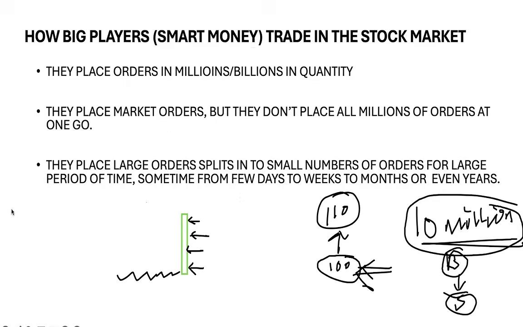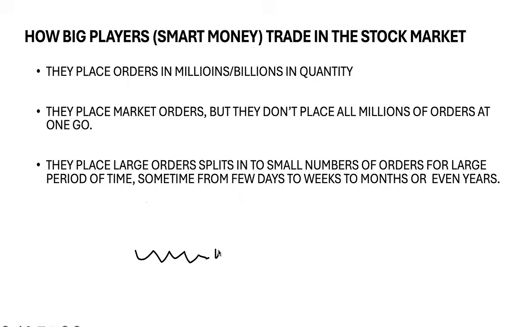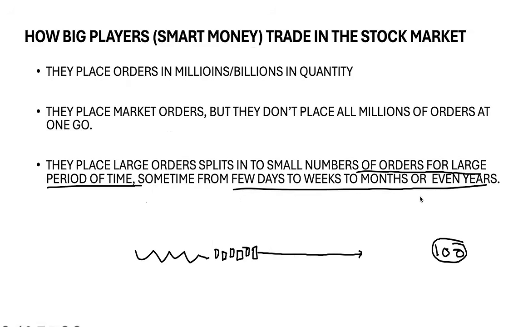So what he will do, assume that day one he will place a 20,000 order. Day 2 he places another 10,000. Day 3 he places 20,000. Day 4 he places another 10,000. Day 5 he places another 15,000. Day 6 he places another 15,000. Like that he will keep doing it, and that is how big players place a small number of orders for a large period of time. Okay, sometimes from a few days to weeks to months or even years.